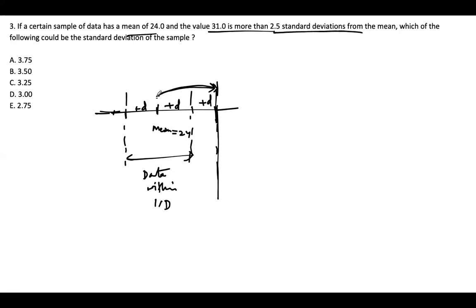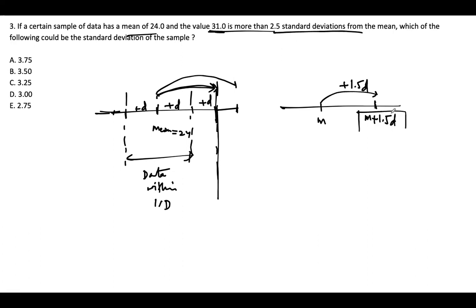Question says the value 31 is more than 2.5 standard deviations from the mean. So with respect to m, there is one value which is 1.5 times d. This value is m plus 1.5 times d. And this value 31 is more than this value, correct? That means 31 lies to the right of this value. So can I say 31 is more than m plus 1.5 d? Is this point clear to everyone?